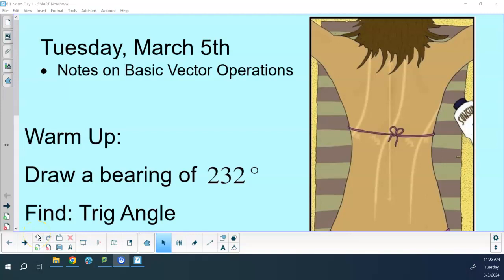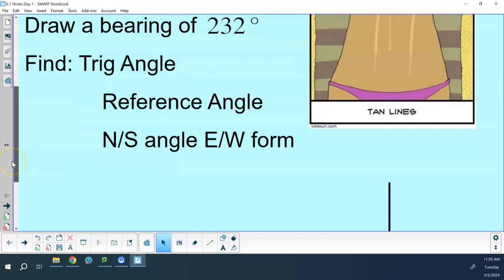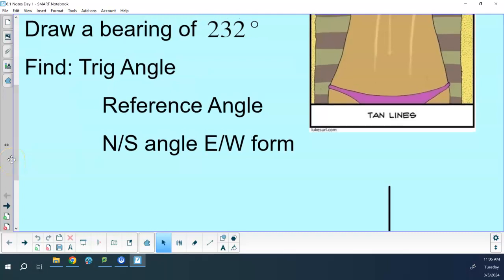We are in your white packet of notes today. Up in a corner somewhere, if you would, please do this warm-up problem. Draw a bearing of 232 degrees. Then from that, find me a trig angle, a reference angle, and then the north-south angle from east and west.